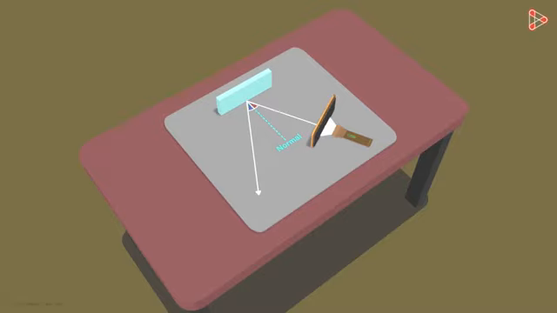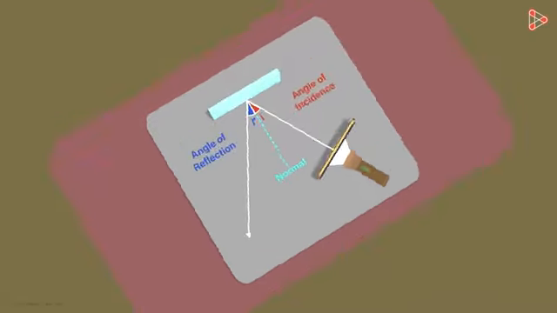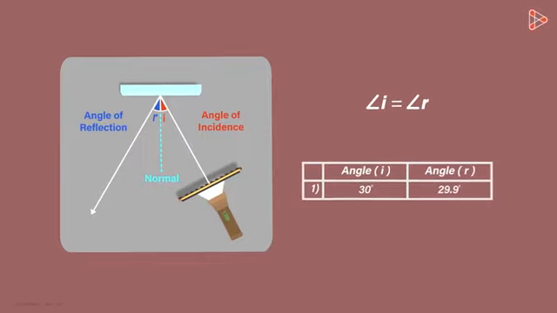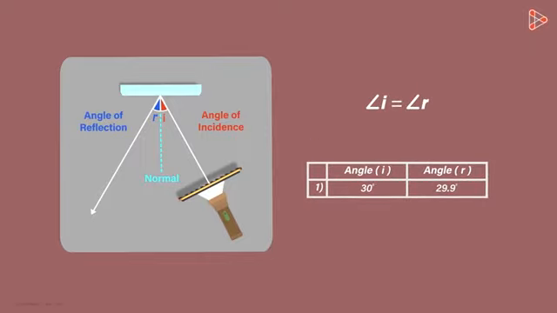What are these two angles called? This angle is called angle of incidence and represented by I, while this angle is called angle of reflection represented by R. Measure these two angles with the help of a protractor. The measure of the two angles will almost be the same. They're approximately equal. This is the first law of reflection. So with this experiment, you can verify this law.